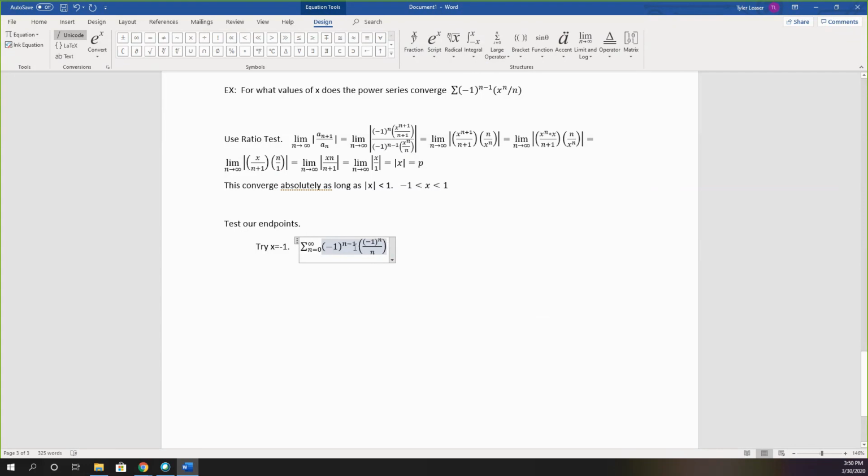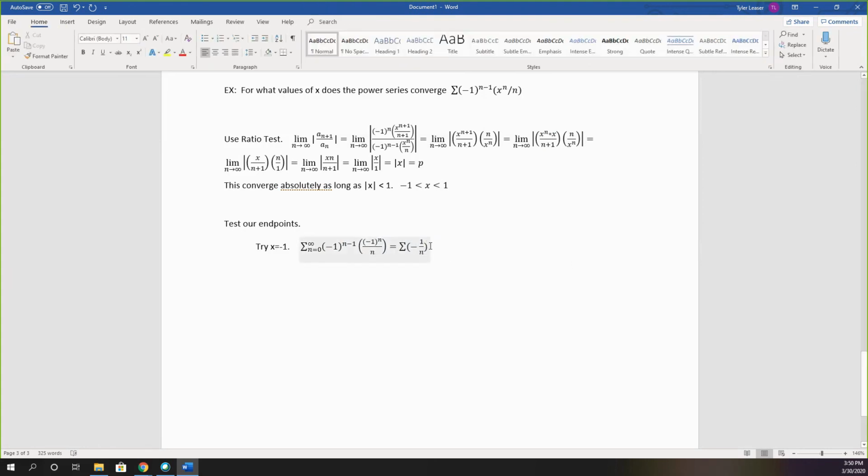-1 to the n-1 and -1 to the n are always going to be off by a factor of -1. If this one's -1, this one's +1. If this one's +1, this one's -1. So to simplify this series down, it's still an infinite series, but now it's just going to be -1 over n. Remember that this is something that we looked at a long time ago. This was that alternating harmonic series. This converges using the alternating series test. Okay? So we know that that endpoint converges.